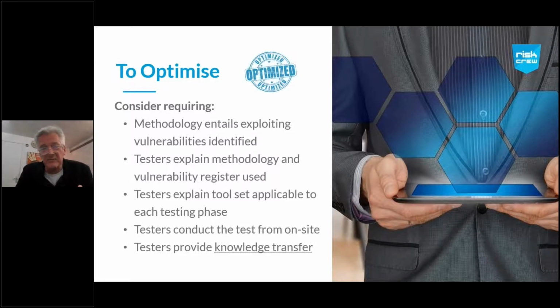All right, make sure the testers explain the methodology and the vulnerability register used. So testers will use a methodology and they'll identify a vulnerability and they'll classify that vulnerability: low, medium, high, critical, very high. But there are classification schemes for these vulnerabilities, because they all come from different databases in the industry. So you should understand where they're getting the classification, and make sure that they explain, I'm using this tool in this phase. I'm using this scanner for my discovery. I'm using this tool for my exploit. I'm using these tools to clean up, etc. They should walk you through that.